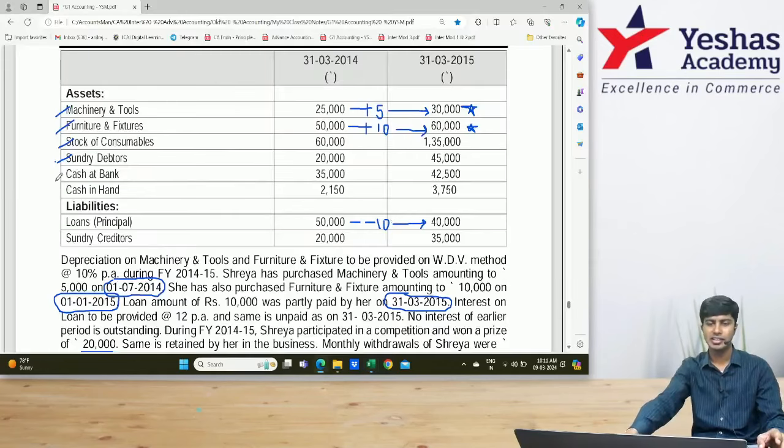Then, cash at bank. 35 opening, 42,500 closing. Shall I write in statement of affairs? Right.